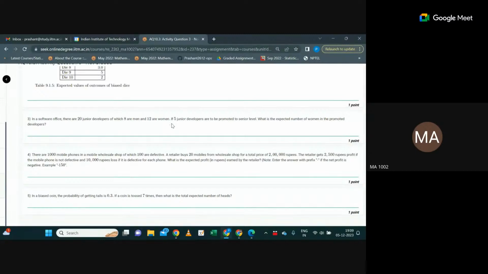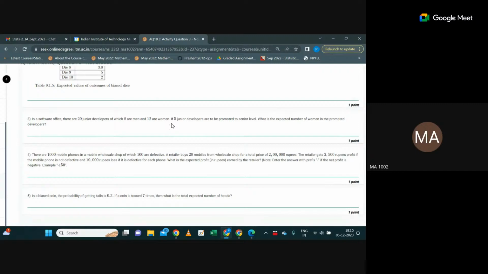First of all, you have to find out the x and respective probabilities. Basically, for this question, you can apply the concept of hypergeometric directly, or else you can do it manually. Manually means what will be your x? Suppose x represents the number of women promoted to senior developers. Okay, how will you proceed then? What will be your x?